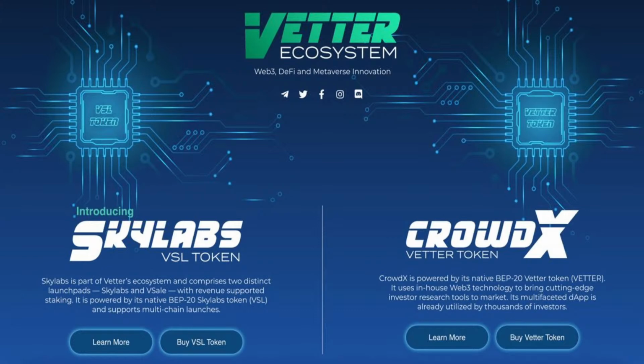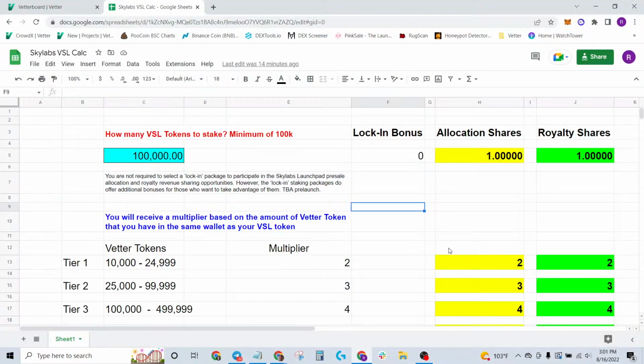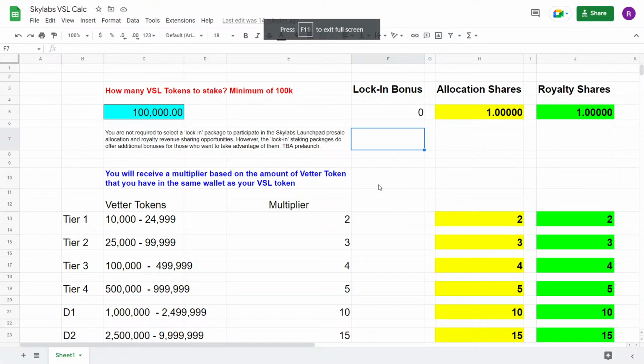So without further ado, we're going to jump straight into what you're probably curious about, what you're excited to learn about, and that is going to be the multiplier. And I really love numbers.